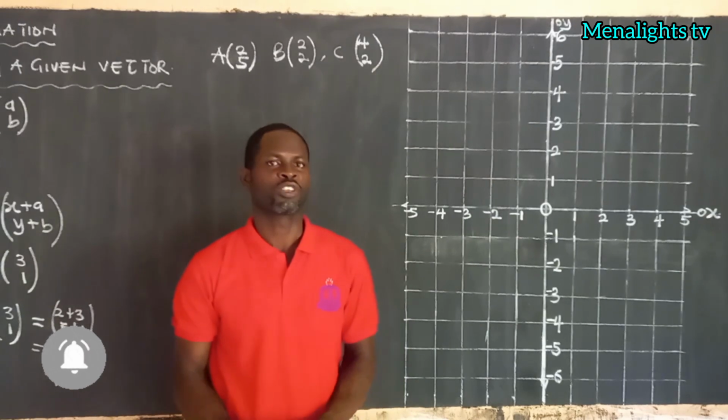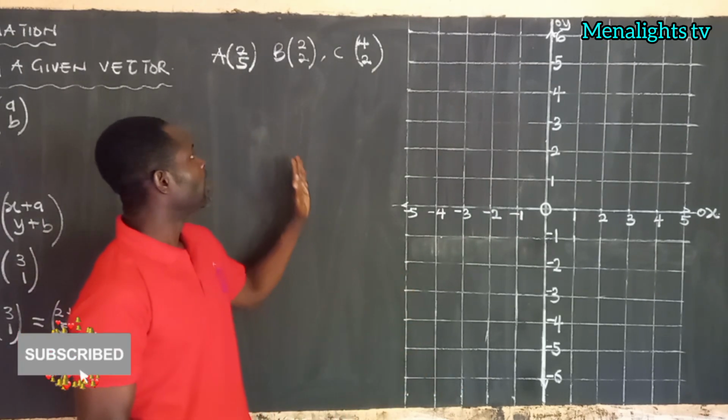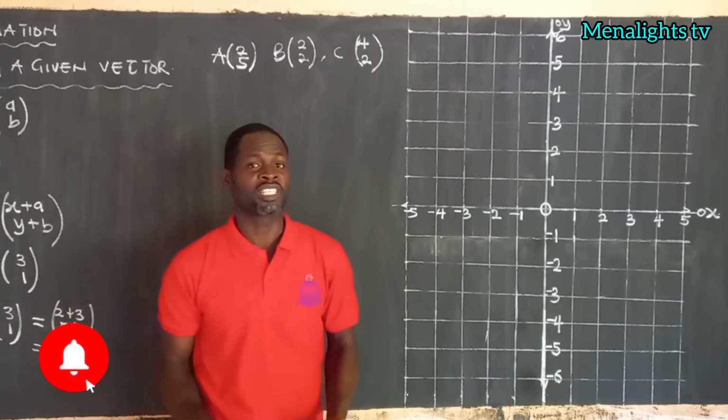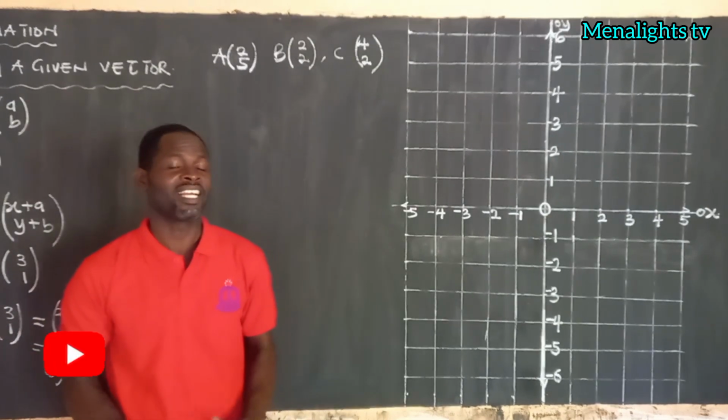Now we have our graph board. So we want to use this graph board, and then we are going to plot the point. After plotting the point, we are going to translate that point by a vector.